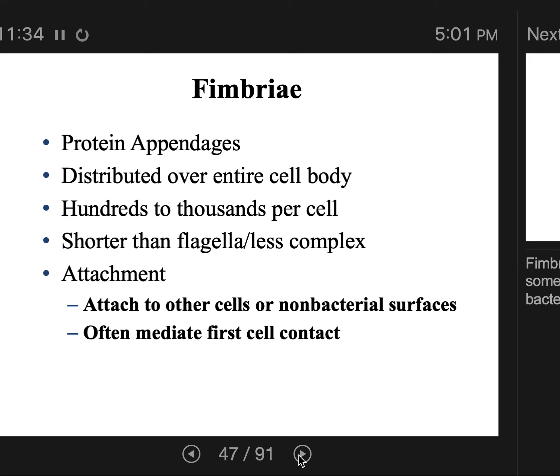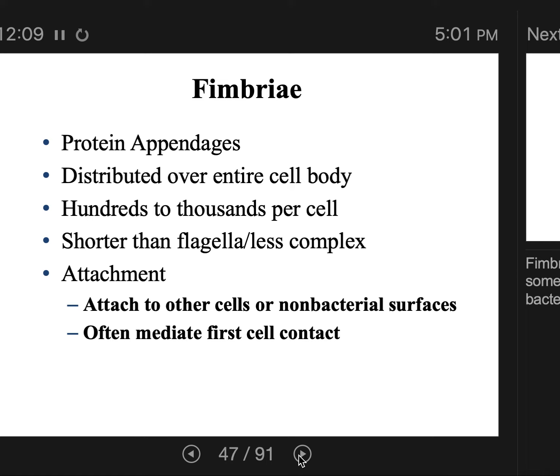So now fimbriae are another type of appendage. They're like these little hairs that cover some bacteria. Not all bacteria have flagella. Not all bacteria have fimbriae, but some do. I'd say they kind of look like the hairs that you find on burrs, those little seeds that have little spikes or stickers that make them stick to your clothes or to dog fur. That's what the fimbriae are like, because their most important function is attachment.